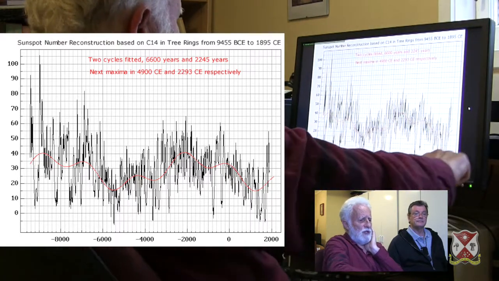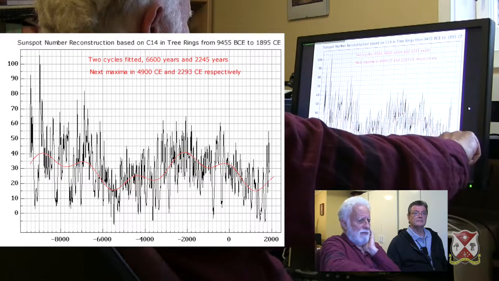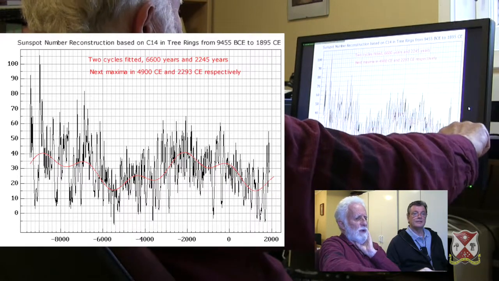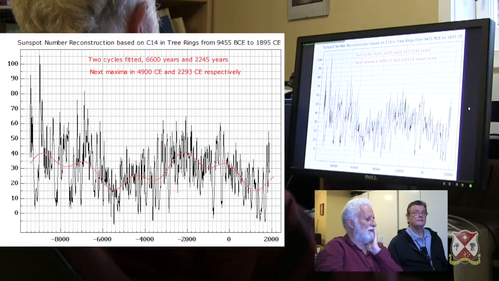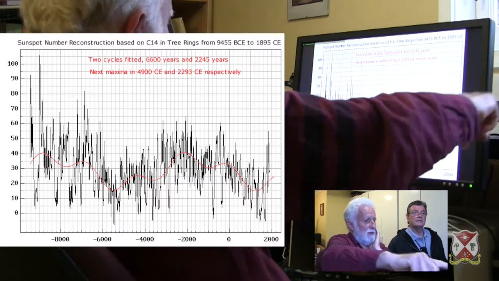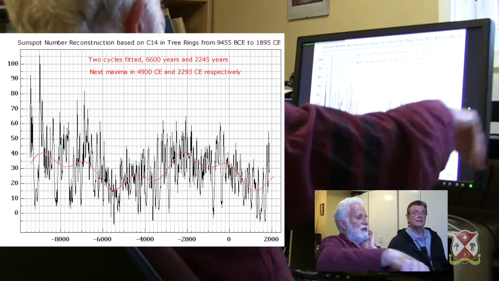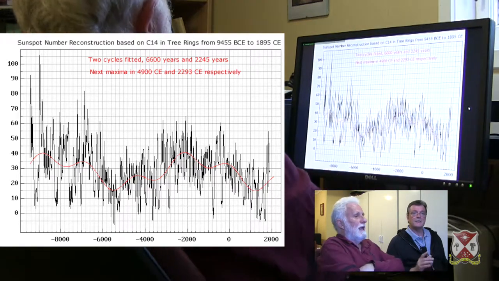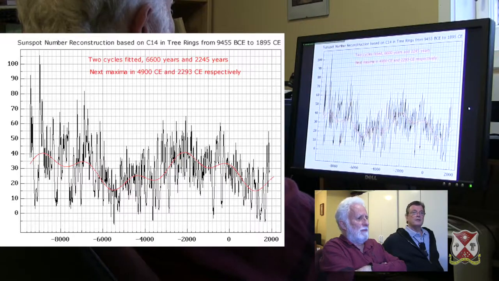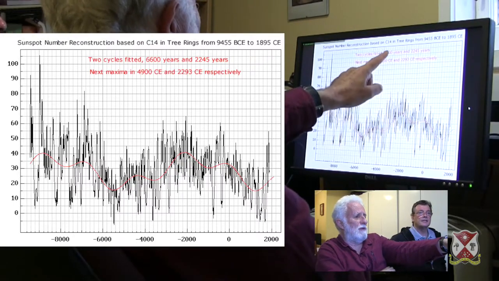And from this, we can say that the last low was 1,100, and it's still on the way up from that for a little while yet, but we will peak out in a couple of hundred years. In the 6,600 year cycle, we're about to be up on that again as well. So in these long-term trends, about 2293 would be the next maxima? Yeah.